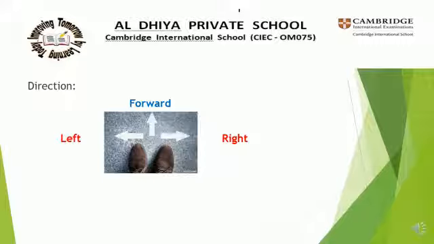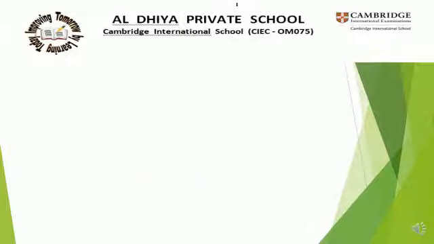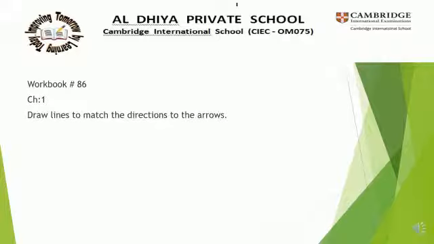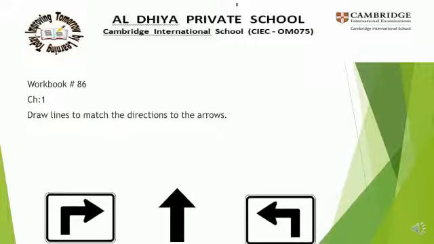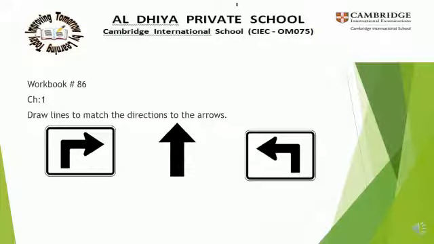Now you all can take your workbook. Okay, now we are going to do workbook problem. Take your workbook, page number 86. Challenge 1 now I am going to do. Draw lines to match the directions to the arrows. First see these 3 arrows in the book.